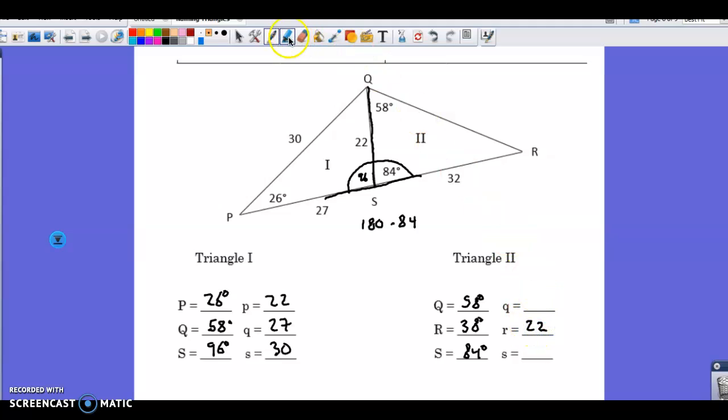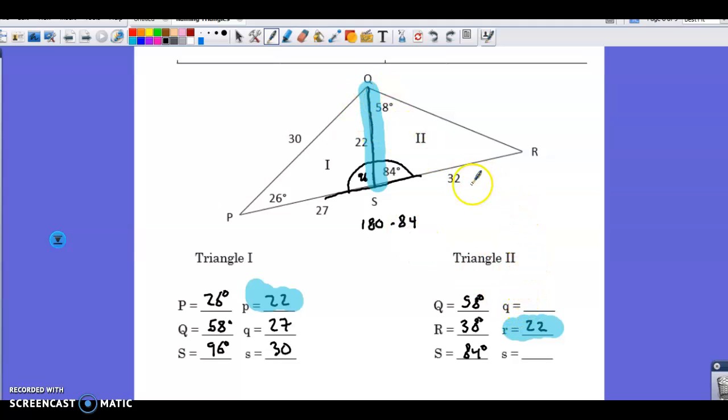So be careful when they share a side. This and this, those are equal because they're the same side, but they have different letters. So once you find P in this triangle, you would know R in this one. Or if you find R in this triangle, then you know P in this one. So when they share a side, you can transfer them. Same thing when they have a linear pair: once you know one side of that linear pair, you know the other side.